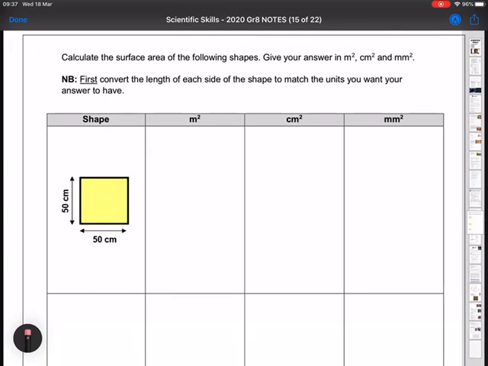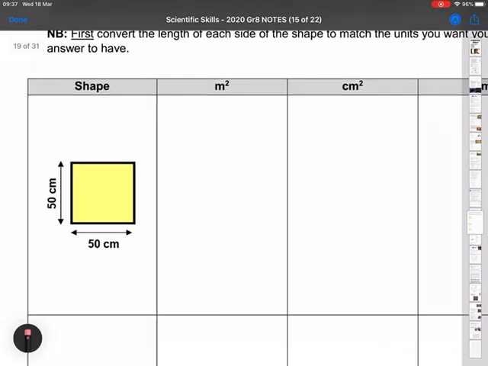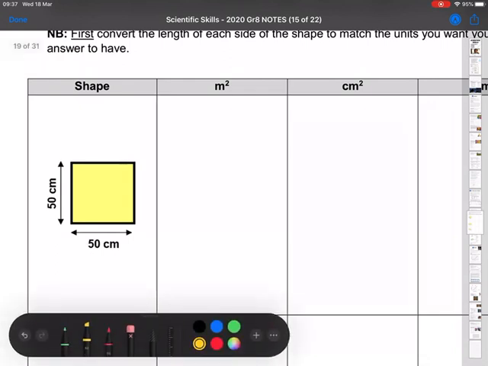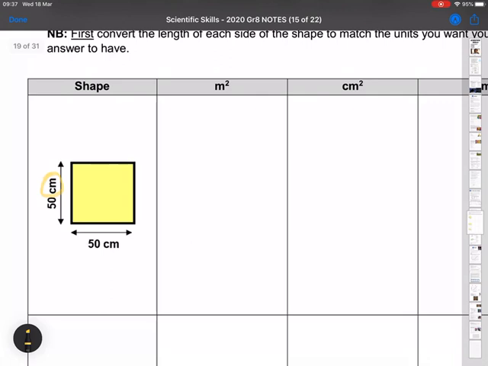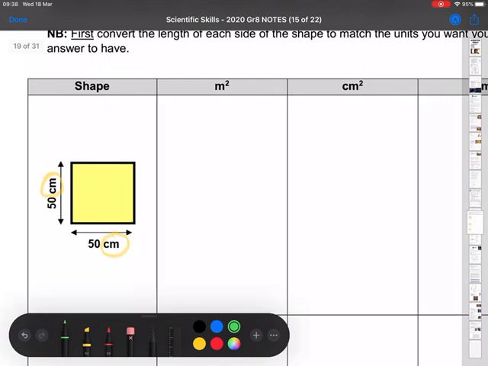If you're given surface area though, and you need to convert between different units, you need to do the conversion first before you work out what the surface area is. So over here we've got a square, the one side is 50 centimeters, the other side is 50 centimeters. So if we were asked to calculate the area of the square in centimeters, then it's really easy. We don't need to do any conversions. So let's do that.